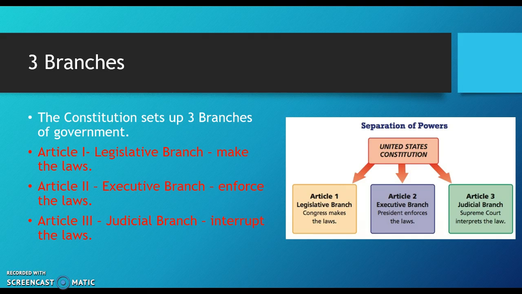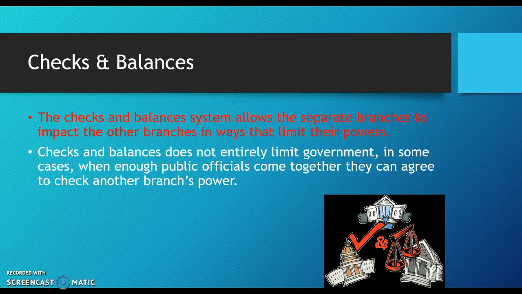In Article 1 of the Constitution, we set up the legislative branch, and it's the job of the legislative branch to make the laws. Article 2 of the Constitution sets up the executive branch. This is the president. It's the job of the president and his cabinet to enforce the laws. Article 3 of the Constitution sets up the judicial branch, the Supreme Court, and its job is to interpret the laws.